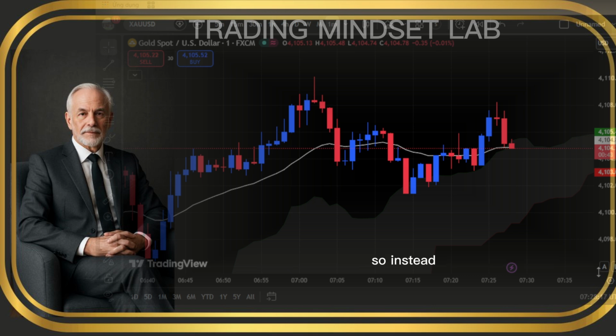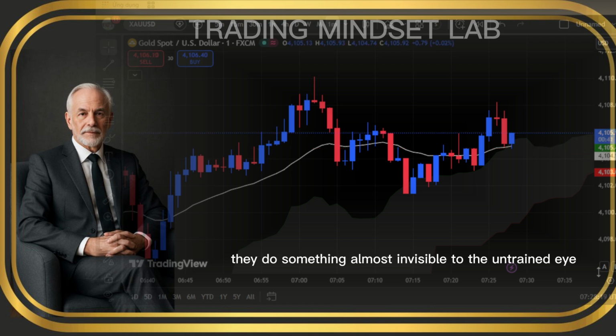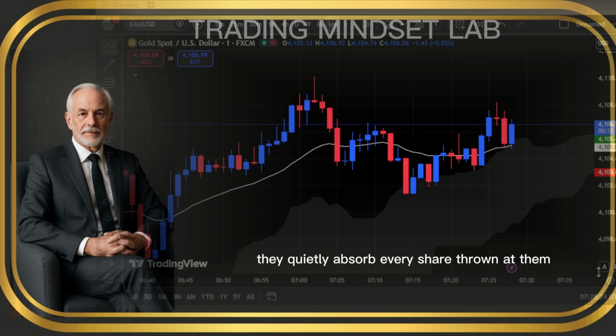So instead, they do something almost invisible to the untrained eye. They build a range. They let price drift down just enough to trigger fear and panic selling from weak hands. They quietly absorb every share thrown at them. Then they let price bounce just enough to convince the crowd the bottom is in. They absorb the next wave of late buyers, and they repeat that cycle over and over for days or sometimes weeks until they've built the size they need.